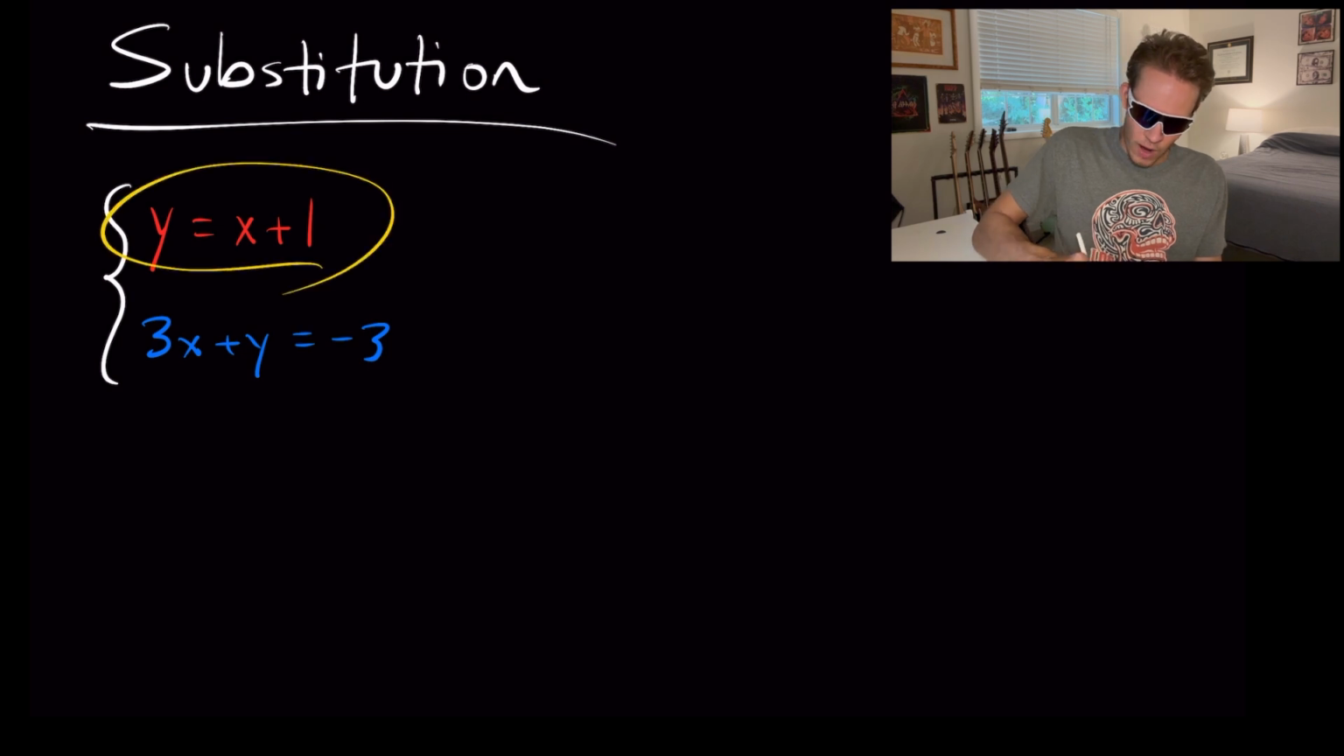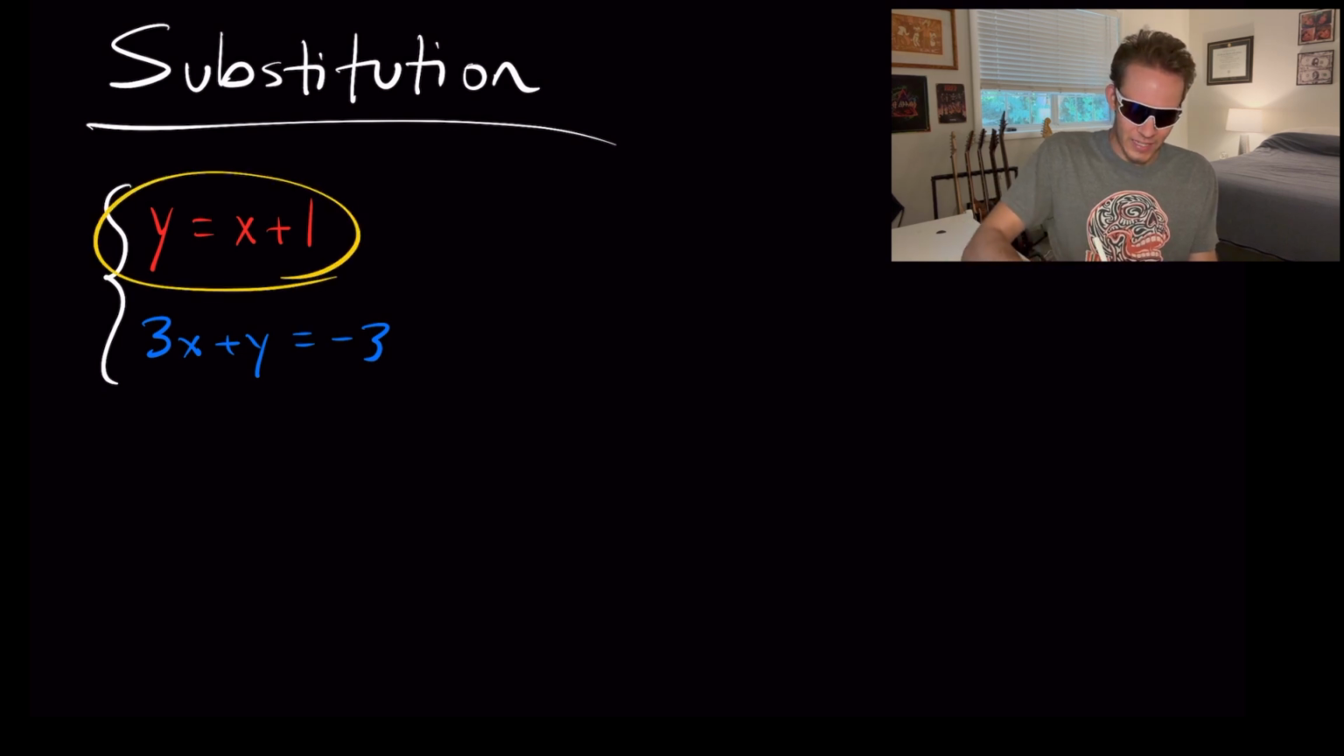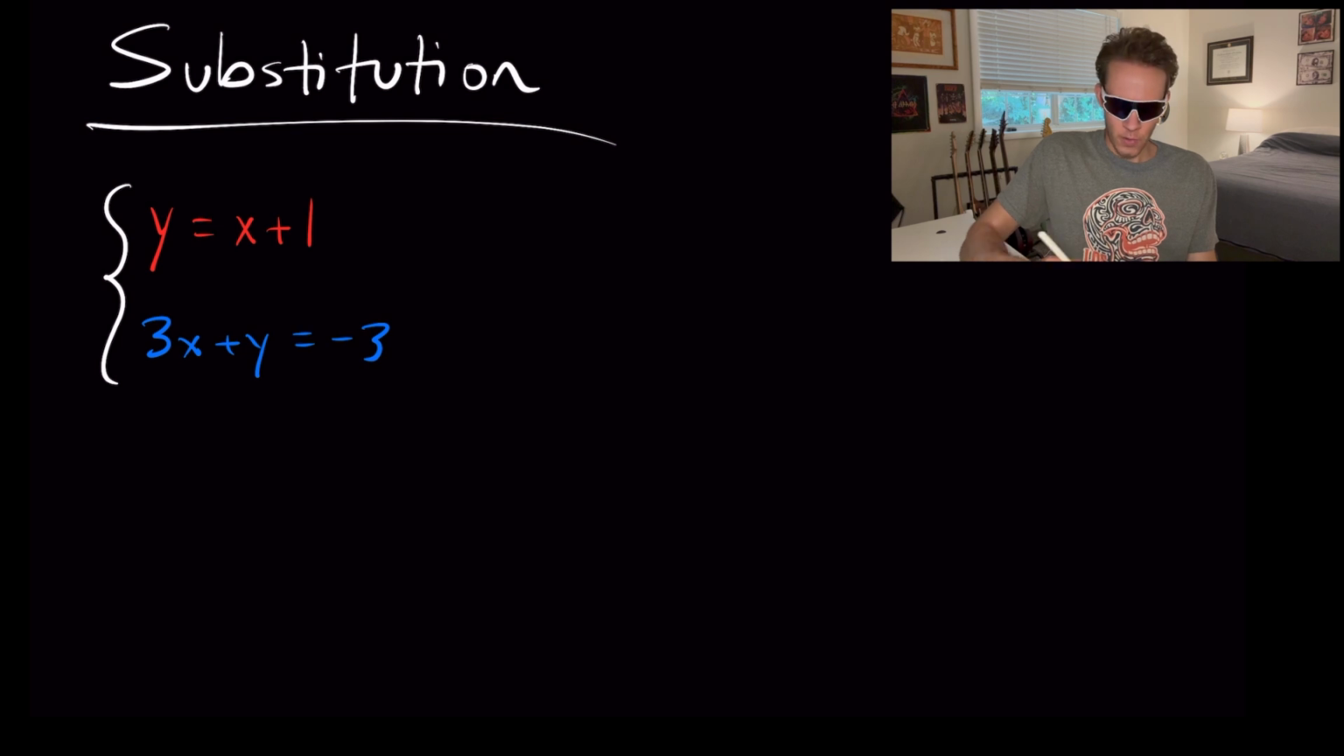And again, I have y is equal to x plus 1. And then I have 3x plus y equals negative 3. But just listen to what I just said. I said y is equal to x plus 1. Well, I have a y right here. So I'm going to substitute what I know y to be into that instance of y that I have in that blue equation right there.